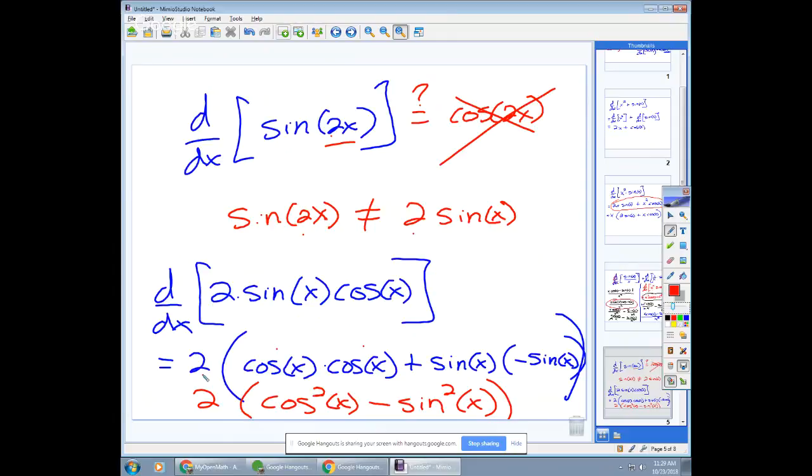We could use some identities on that. Does this look familiar to anybody? Cosine squared minus sine squared? I believe that's the cosine of 2x. I think that's the cosine double angle formula. Cosine squared minus sine squared equals 2 cosine squared minus 1, which is also 1 minus 2 sine squared. Those are other versions of it. But the thing aside from that 2 right here, this inside part, is the cosine of 2x.